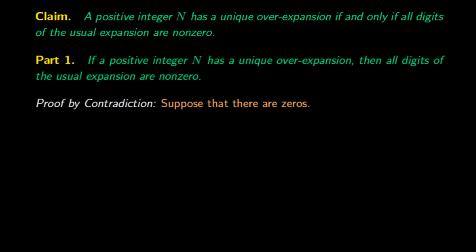This direction is relatively easy to prove. If a positive integer n has a unique over expansion, then all digits of the usual expansion are non-zero. Let us use the method of proof by contradiction. Suppose that there are 0 digits in the usual expansion.